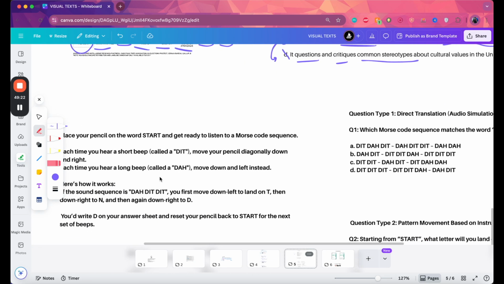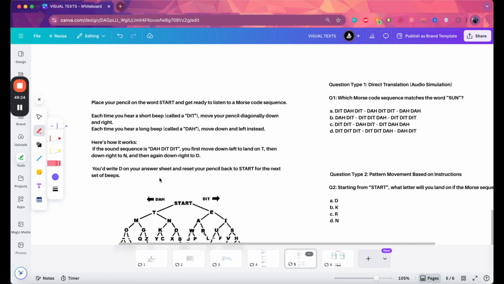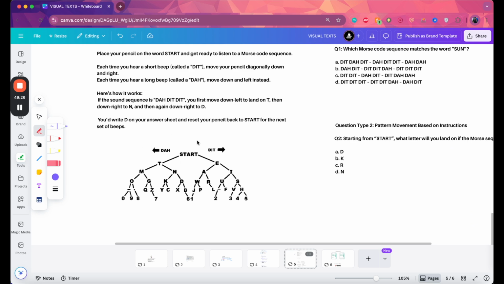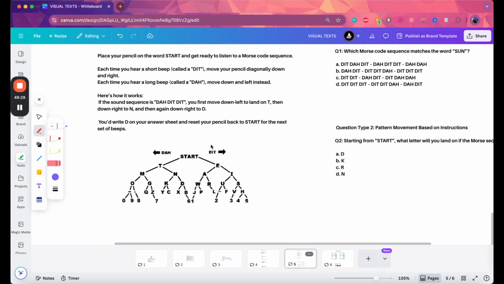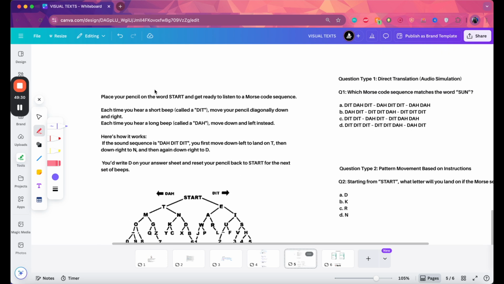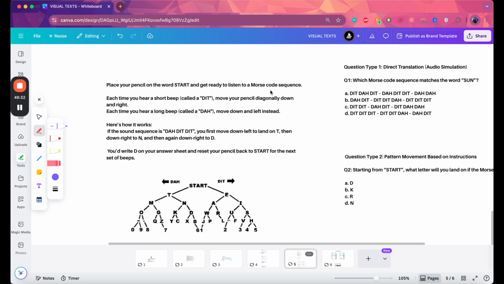Okay, so the next type of question they can give us is something like this. So they give us a little puzzle that we have to solve. Place your pencil on the word start and get ready to listen to a Morse code sequence. Each time you hear a short beep called a dit, move your pencil diagonally down and right. Each time you hear a long beep, or da, move down and left instead. So here's how it works. Dit means you go down to the right, and da means you move down and to the left.